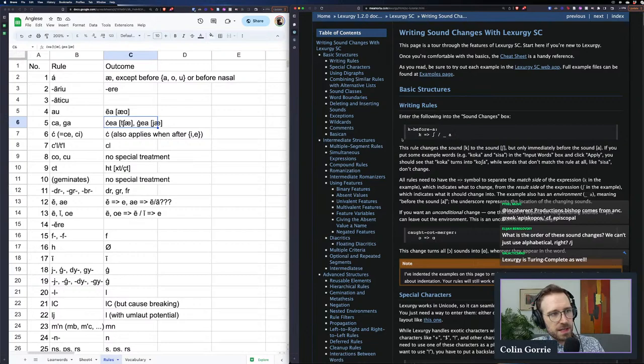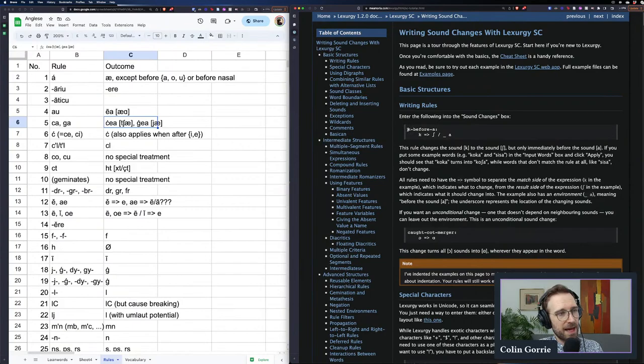So the basic gist of the rule, if you've seen sound changes before, you've probably seen the format. Lexurgy requires you to give each rule a name, which is done on the first line, and then you enter tab and write in the before, an arrow, the after, and then slash the environment. So if you've seen sound changes or even phonological rules before, you've seen this notation. Lexurgy is Turing complete as well. It's a very impressive piece of software.